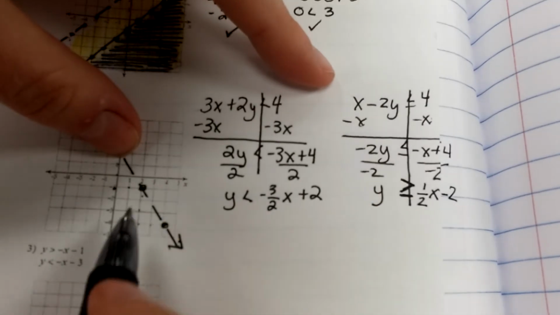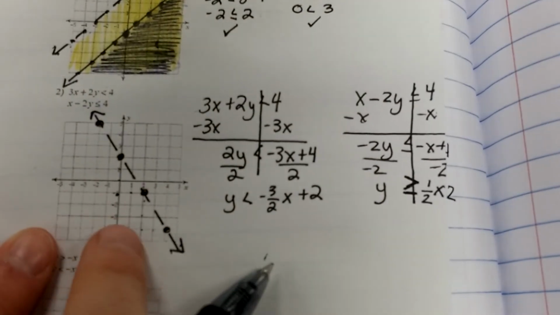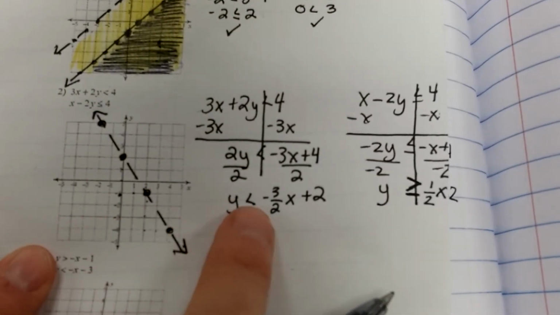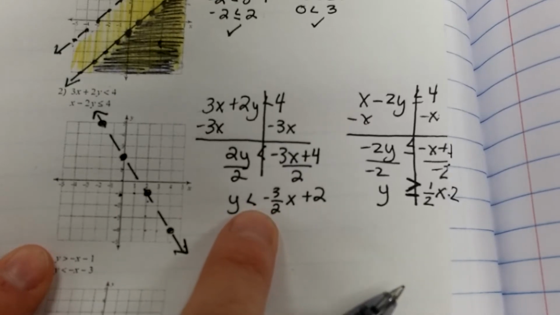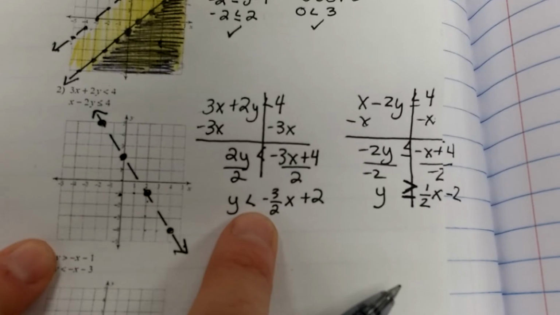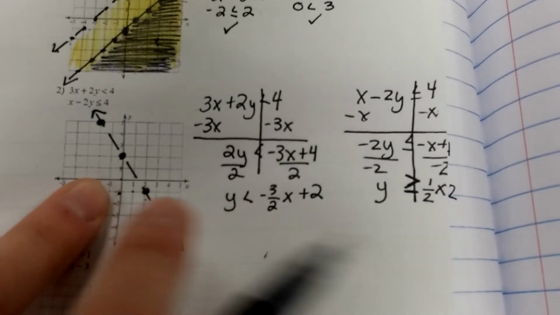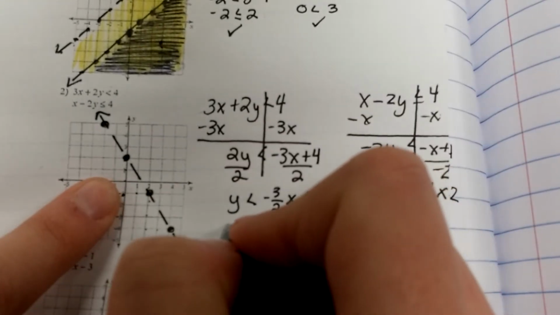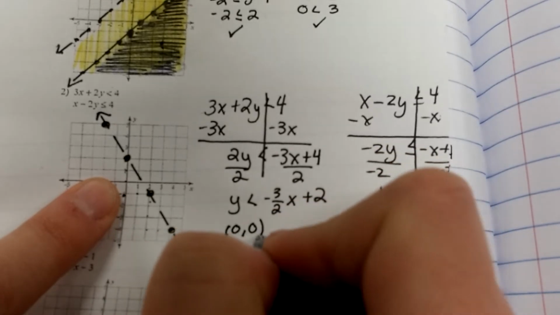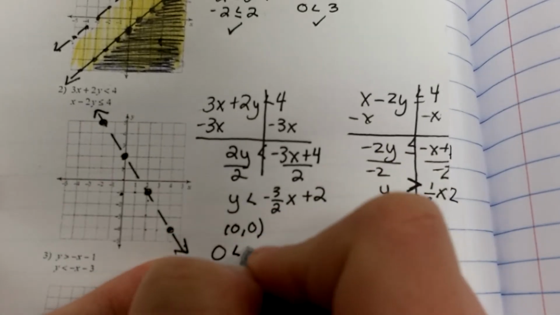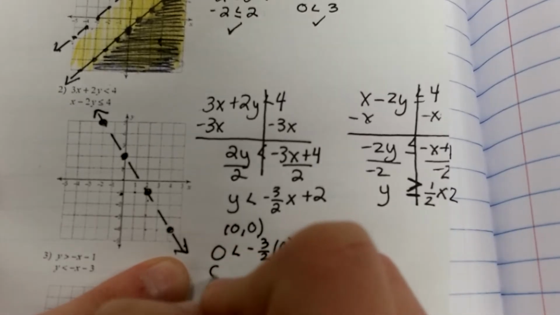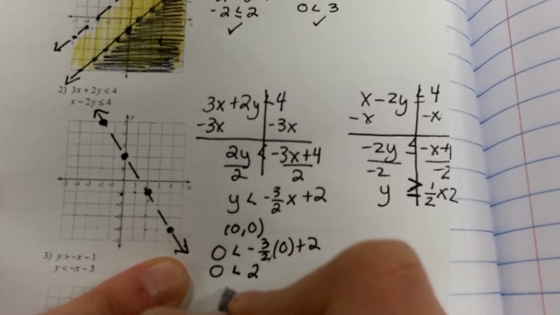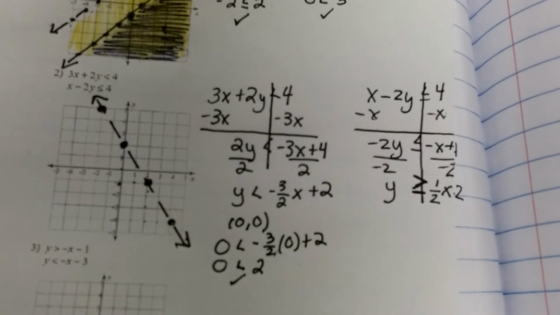So I'm starting at a negative, oops, I forgot to shade this. Let me go back and shade this really quick. So I have y is less than negative 3/2 x plus 2. So I'm going to need to shade below, I think, which is going to be in this direction. But again, we can double check. 0, 0 is a pretty easy point. So I'm going to test with 0, 0. So I have 0 is less than negative 3/2 times 0 plus 2, which gives me 0 is less than 2. And that works out, so I am shading below.